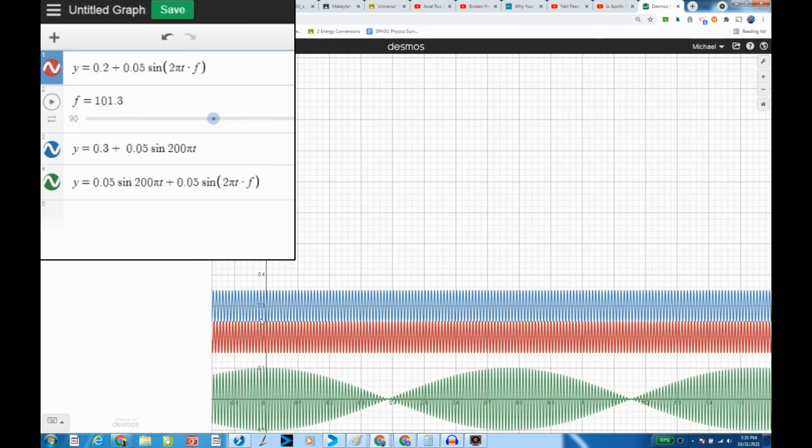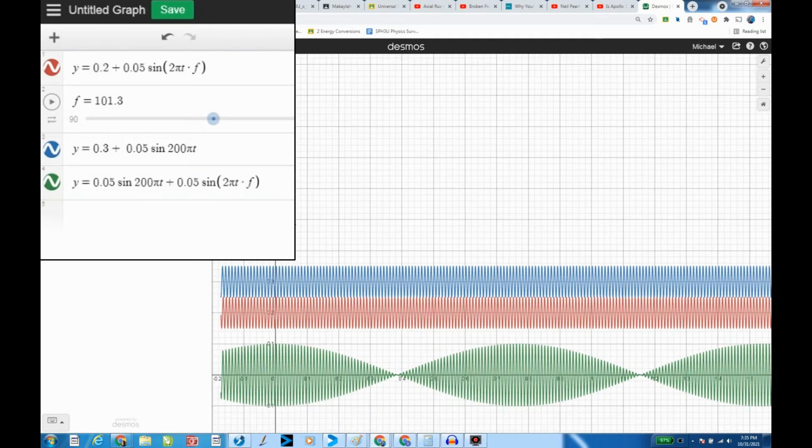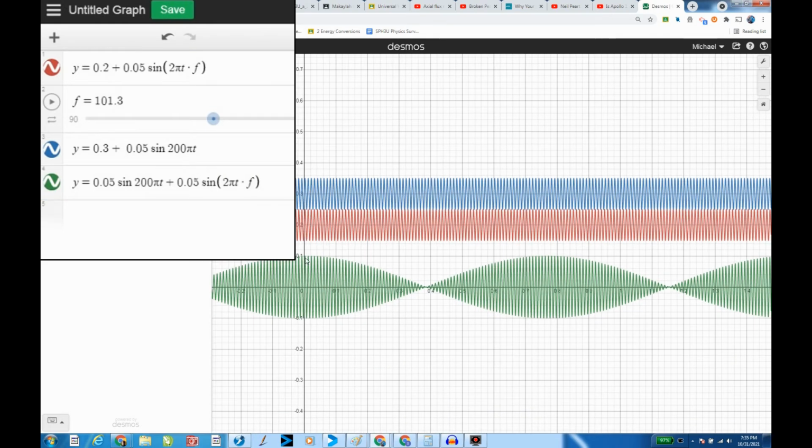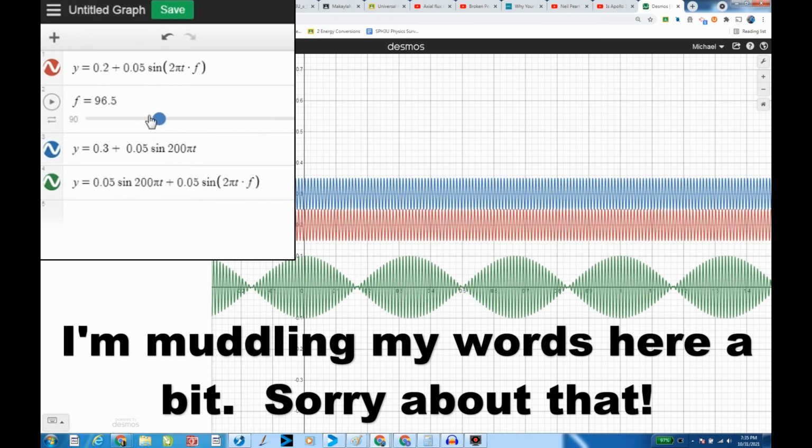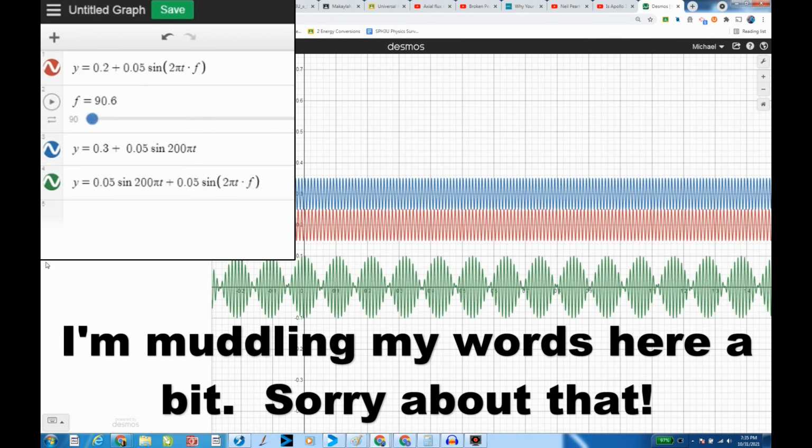Look at that. Where we found crest meets crest, we found an area of maximum constructive interference. When this happened here, if we examine the source wave, trough meets trough. So if two frequencies are slightly different from each other, they will cause this pattern to develop where they'll briefly constructively interfere and then destructively interfere. And the rate of that event changes the more the frequencies are different.